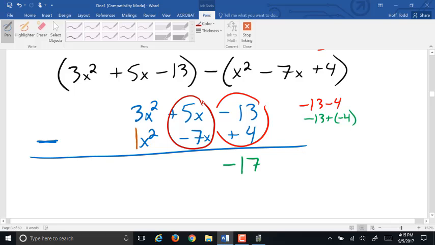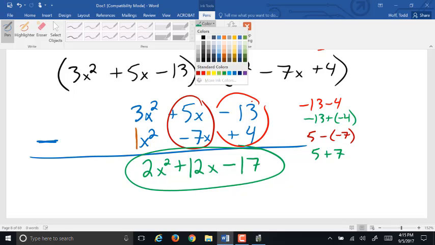Here, this is 5x minus a negative 7x. So 5 minus a negative 7 becomes 5 plus 7, which is positive 12x. Good. 3x squared minus 1x squared. 3 minus 1 is 2, so 2x squared.